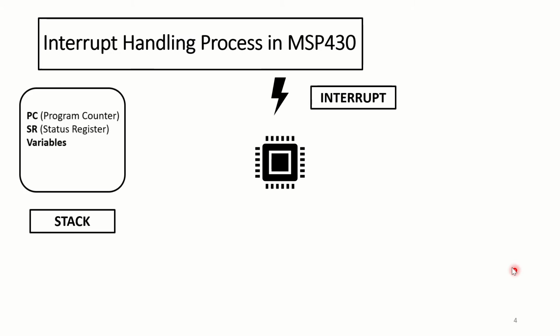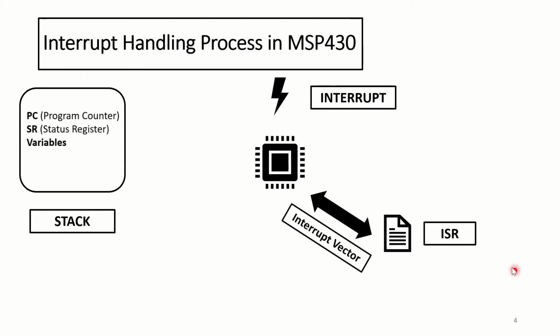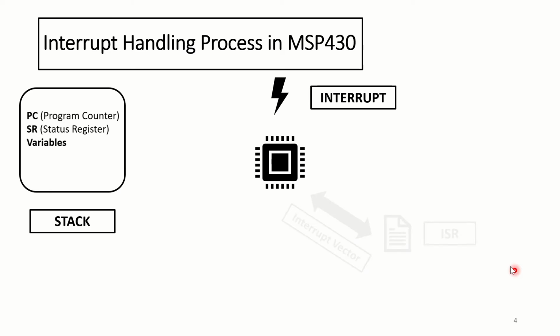The program counter, which is necessary to remind the CPU where it exited the original code. The status register, which is necessary to remember the last status of the environment and the variables that it was working with. Then by the help of the interrupt vector, which stores the memory address of the ISR that the programmer has written, the CPU goes to that memory location and executes the code written in the ISR.